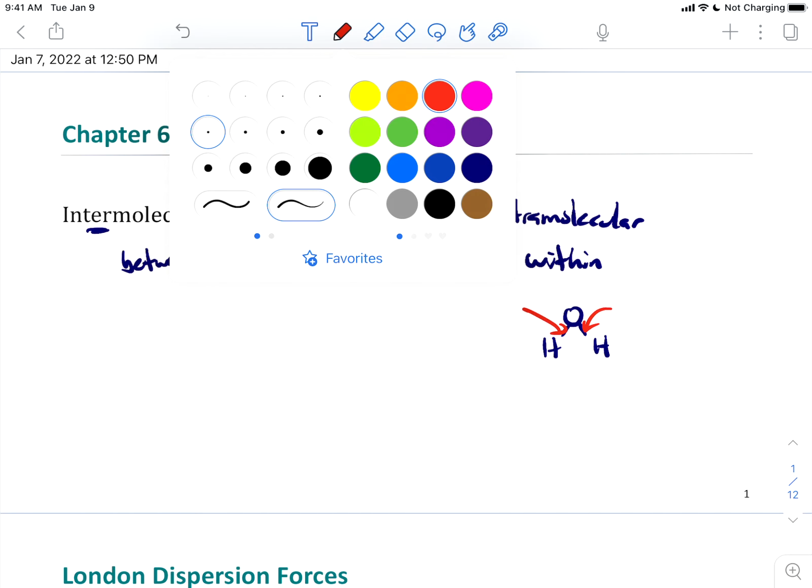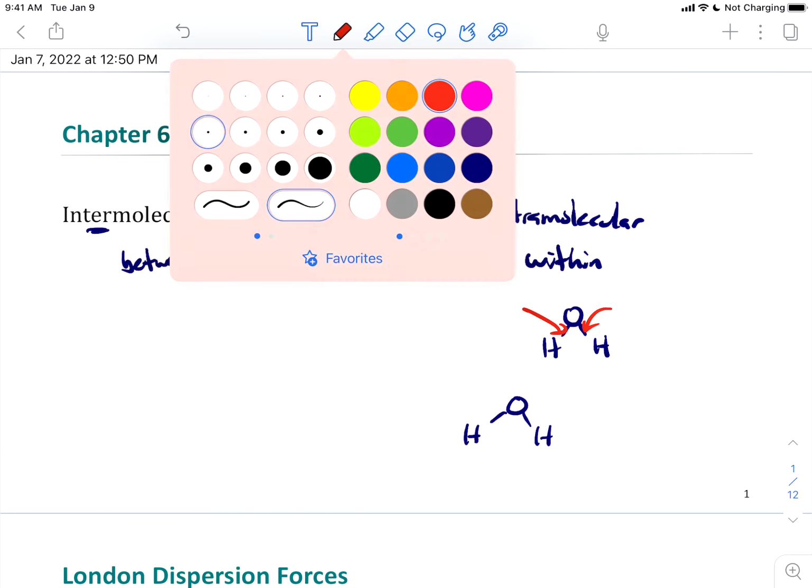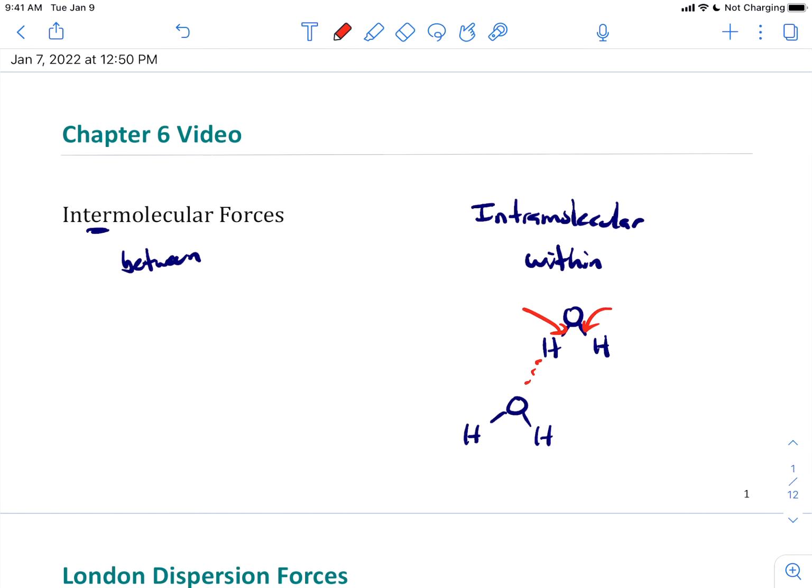So let's take another water molecule here. And the force that holds these water molecules together is the intermolecular force. And there's different types of intermolecular forces we'll talk about in the chapter. But what's nice about it is that these are the forces that explain why something like carbon dioxide is a gas at room temperature and why water is a liquid at room temperature. It's the strength of those intermolecular forces.